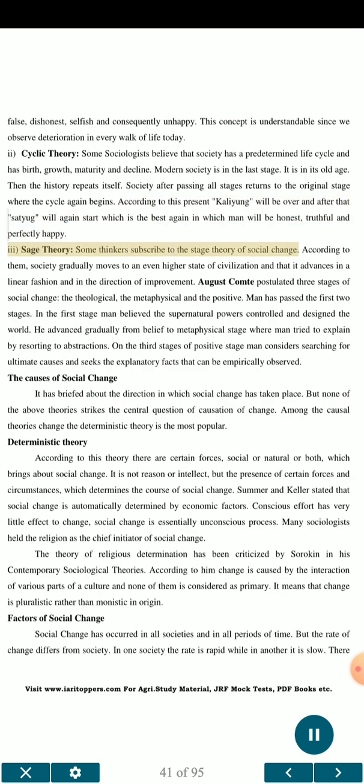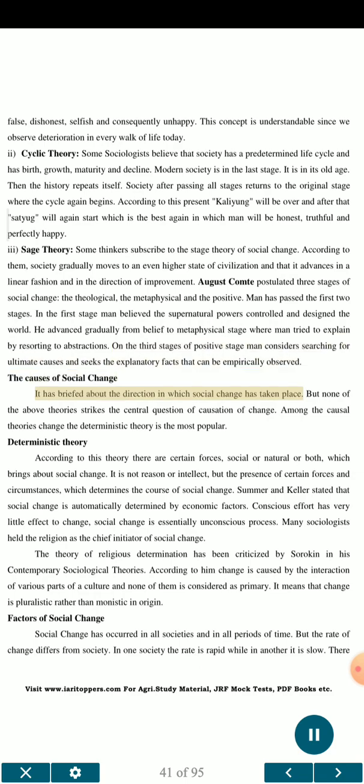Stage theory. Some thinkers subscribe to the stage theory of social change. According to them, society gradually moves to an even higher state of civilization and advances in a linear fashion and in the direction of improvement. Auguste Comte postulated 3 stages of social change: the theological, the metaphysical and the positive. Man has passed the first 2 stages. In the first stage man believed that supernatural powers controlled and designed the world. He advanced gradually from belief to the metaphysical stage where man tried to explain by resorting to abstractions. In the 3rd, positive stage, man considers searching for ultimate causes useless and seeks the explanatory facts that can be empirically observed.